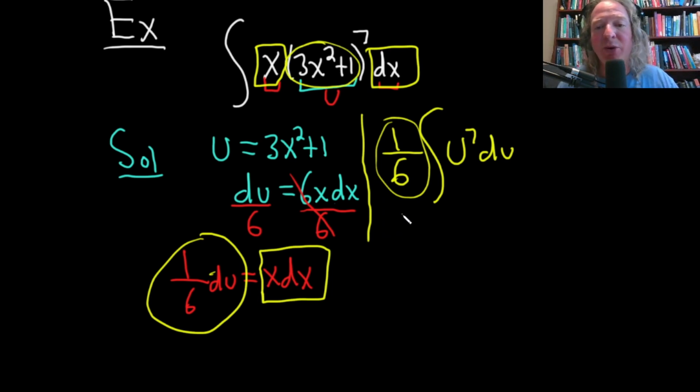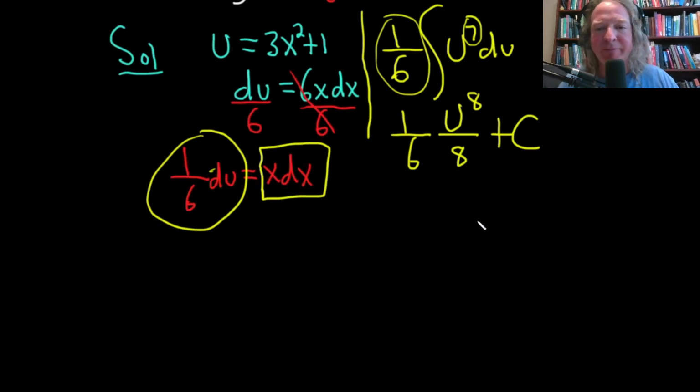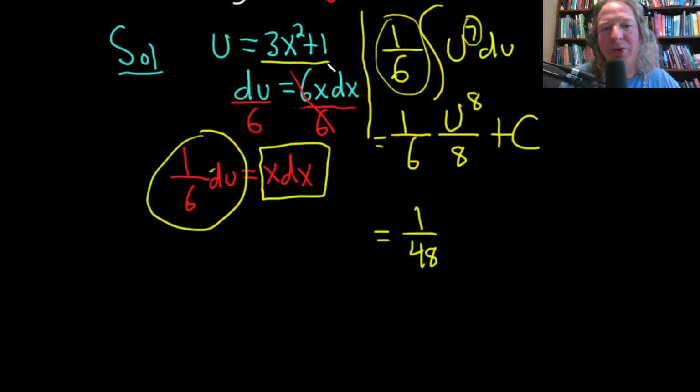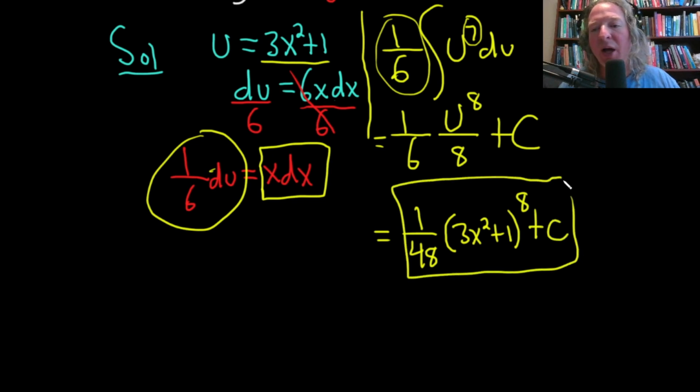Now we just use the power rule as before, so we add 1 to the exponent here, so it will be u to the 8th, and then you divide by 8 plus your constant of integration, which is capital C. Okay, and this is equal to, well, 6 times 8 is 48. And then we have to go back to x, right? So u was 3x squared plus 1. So this will be (3x squared plus 1) to the 8th over 48 plus C. So this is a standard example, a little bit more challenging than the previous one because we did have to do some manipulation.